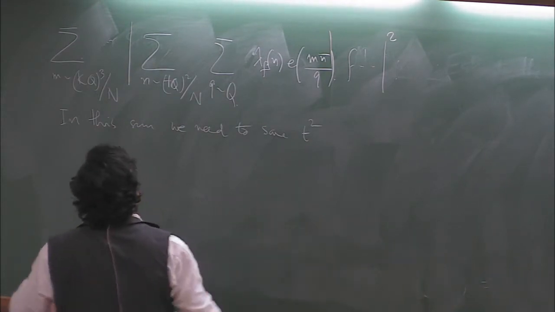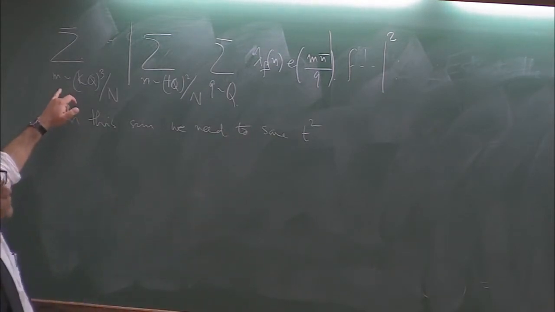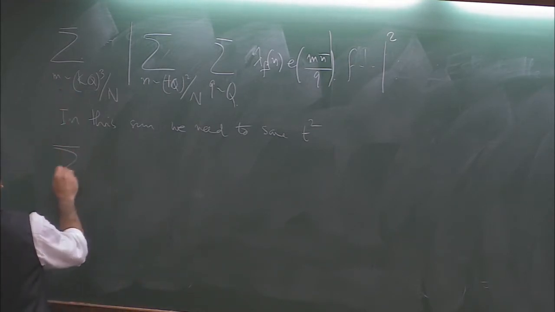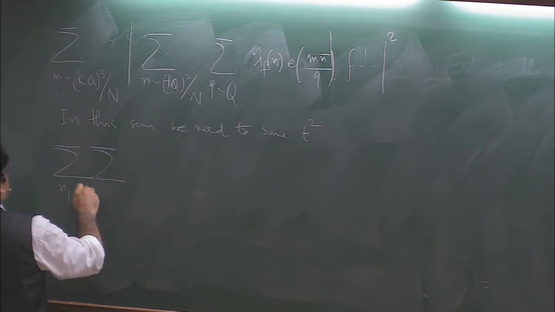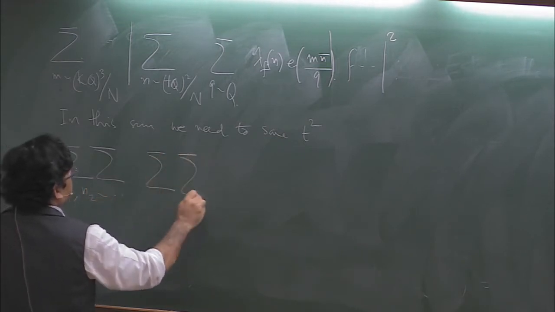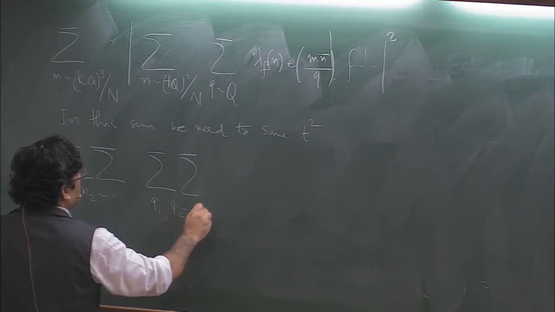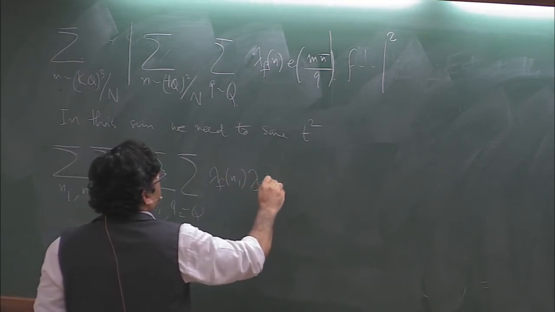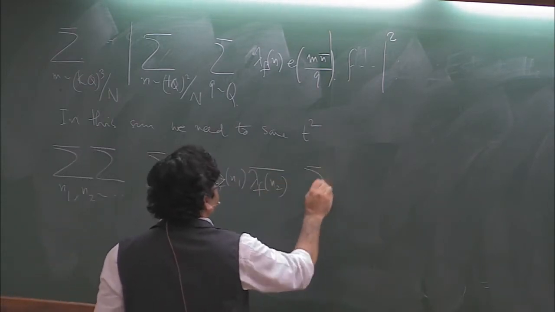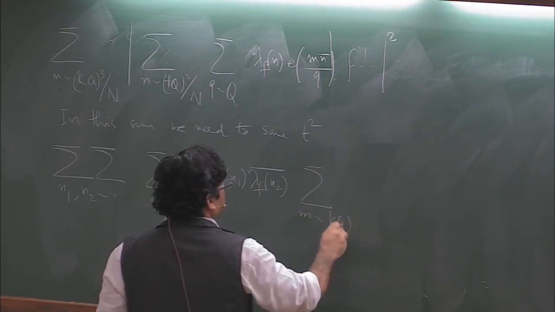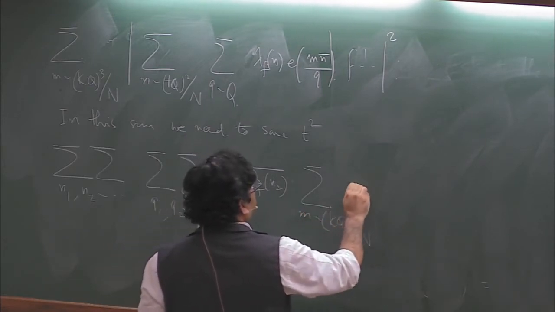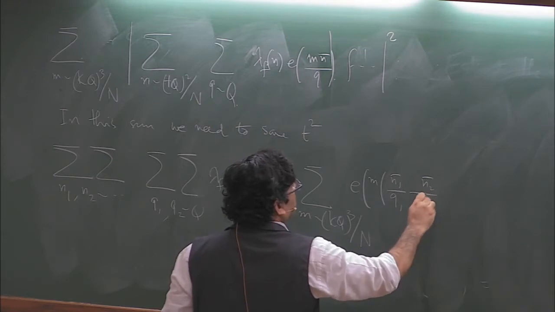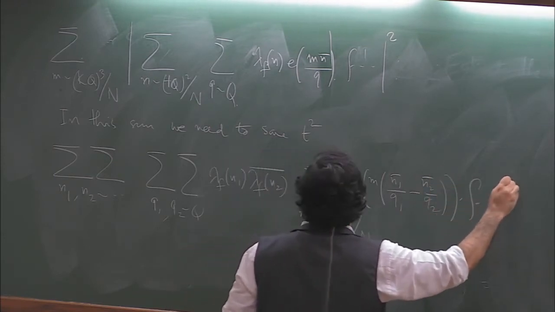Okay, so now you open the absolute value square and apply Poisson summation with respect to m. Right? So when you open the absolute value square, you get two copies of n, n1, n2. You get two copies of q, q1, q2. Right? Lambda f n1, lambda f n2 bar, and then you get a sum over m of size kq cube by n, and here you have e of m times n1 bar by q1 minus n2 bar by q2, times some integral.